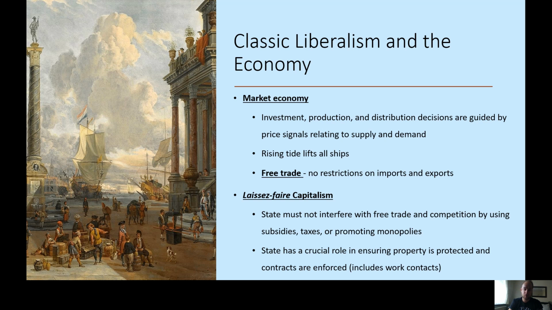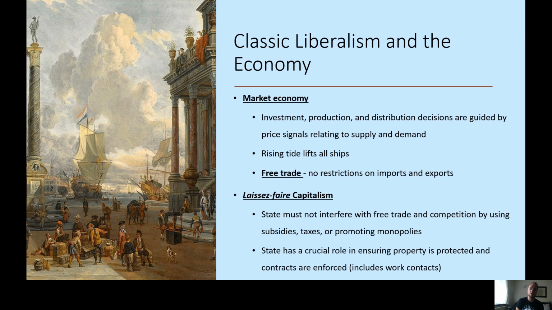Now, this kind of links to a very famous conception, which is a rising tide lifts all ships. That for classic liberals, they believe that the market economy is the best way to lift the conditions of all and lift the liberties of all, and that by allowing free trade, so having no restrictions on imports or exports, being able to trade, sell, buy things wherever I want, this can be a huge benefit to society, promoting individualism and freedom, and those concepts that we have discussed earlier on in the lecture.